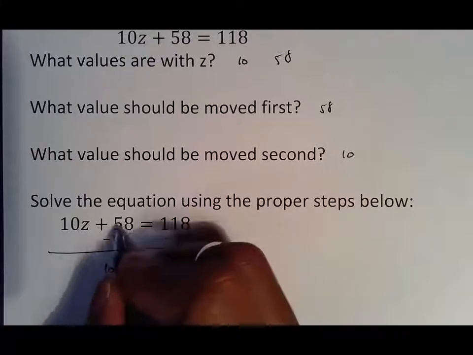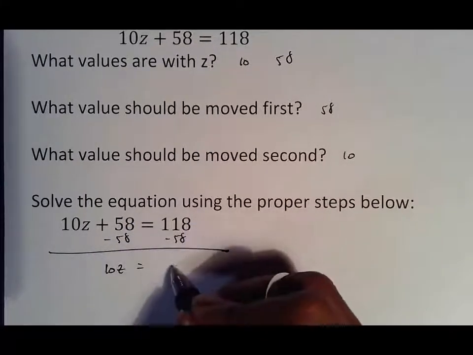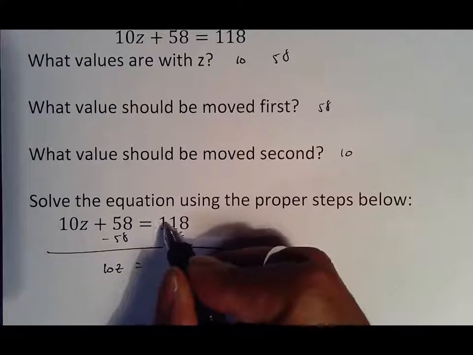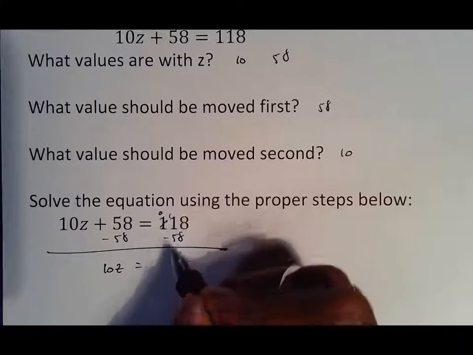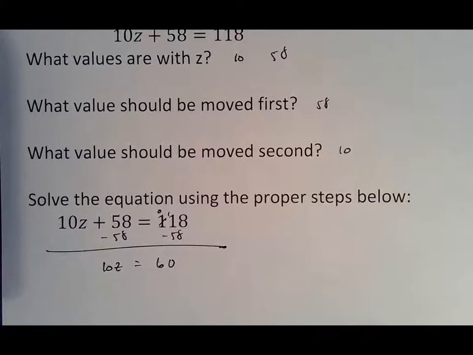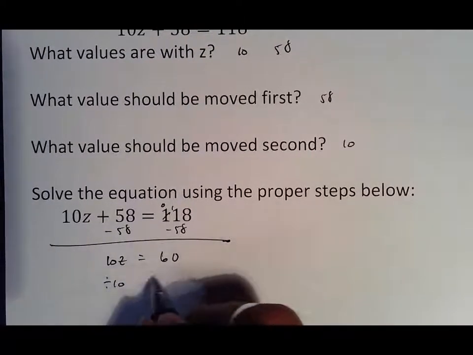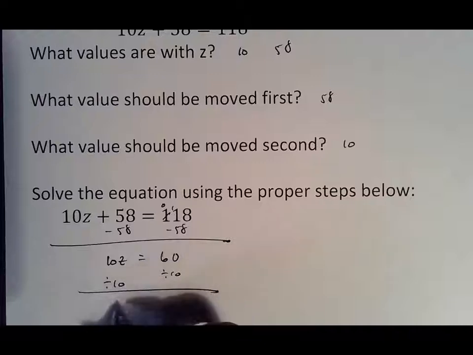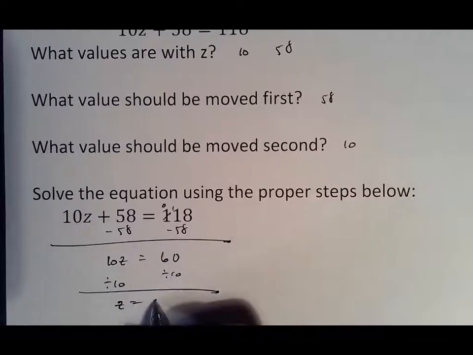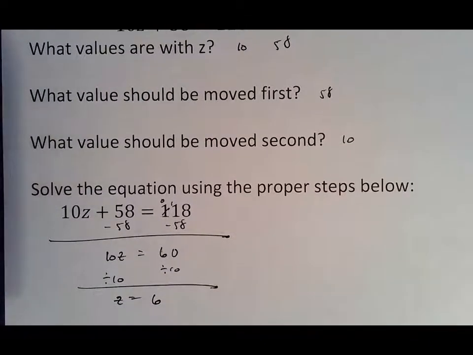10z comes down, that goes away. 8 minus 8, 0. Can't do 1 minus 5, so you borrow, making that 11. 11 minus 5 is 6. This is 10 times z equals 60, so we divide by 10. Divide by 10. Z comes down with 60 divided by 10, obviously being 6. And again, that's all you're looking at.